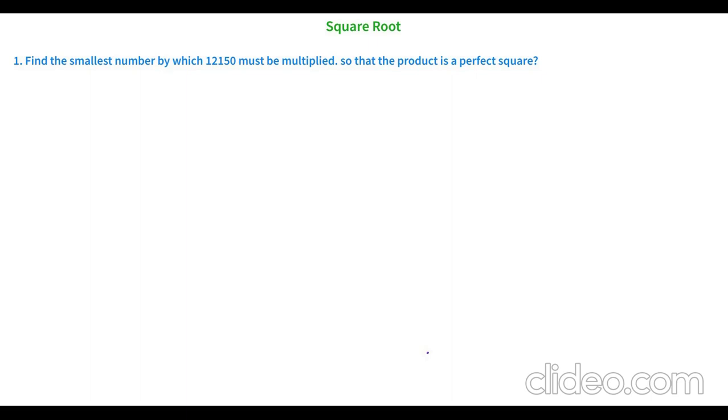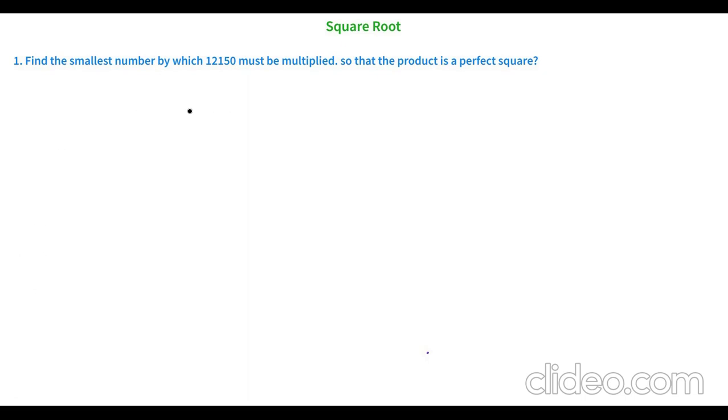So the first example for today is: find the smallest number by which 12,150 must be multiplied so that the product is a perfect square. So we have to see with which number 12,150 should be multiplied so that it is a perfect square.